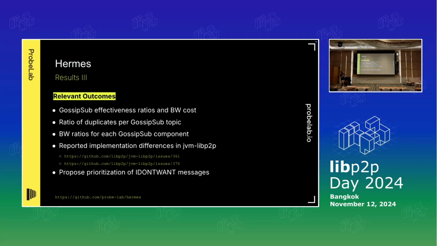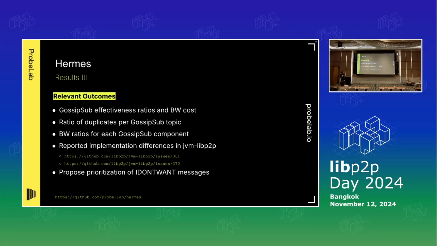And generally, the outcomes of this study were that we identified gossipsub effectiveness ratios and bandwidth costs, the ratio of duplicate messages per topic, and bandwidth ratios for each gossipsub component internally, and reported some implementation differences in, for example, JVM libp2p. It's just a different understanding of the spec, but we identified this. And we proposed the prioritization of I don't want messages because of this study. That's how we identified it.